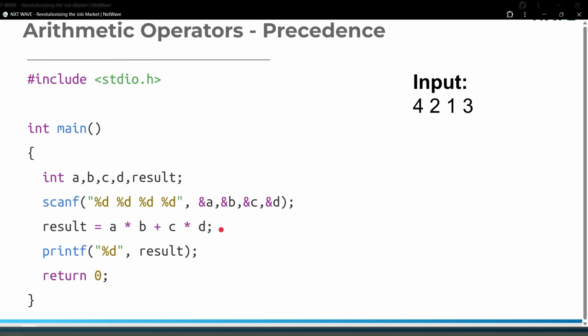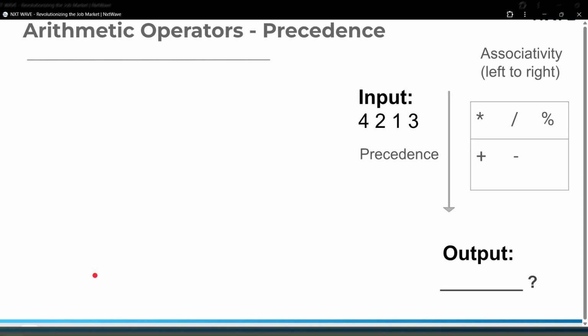Again we print with %d, which is used for integer format, so the result should be printed. Then again, for every program the ending will be return 0. It returns 0, where 0 means it is the end of the process. Then we should close the curly bracket. Let's check this.